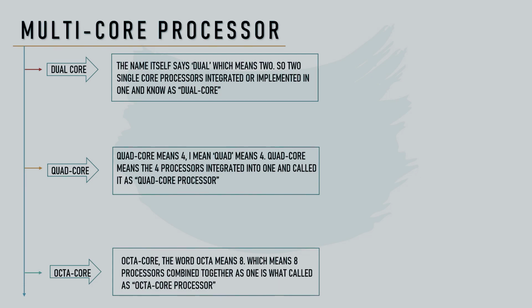And now coming to the super fast, awesome octa-core processor. The word octa means 8, which means 8 processors combined together as one, and that is what we call an octa-core processor. Well, that's about the multi-core processors and their types.